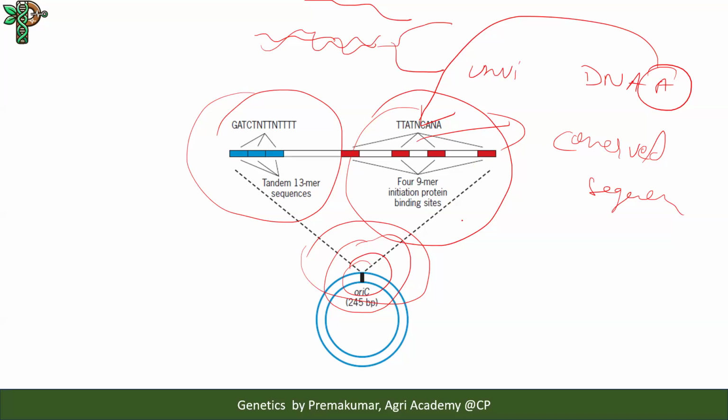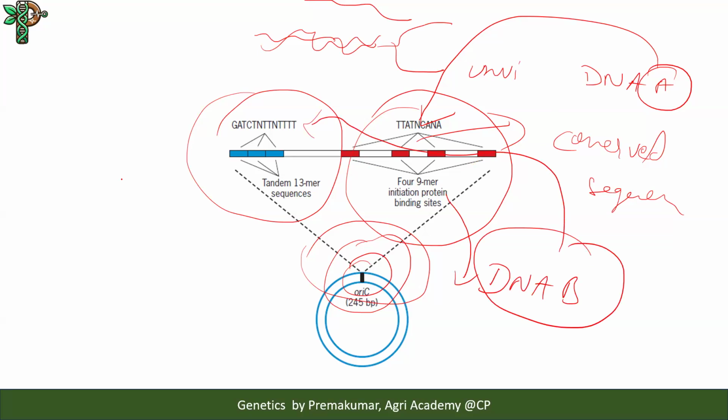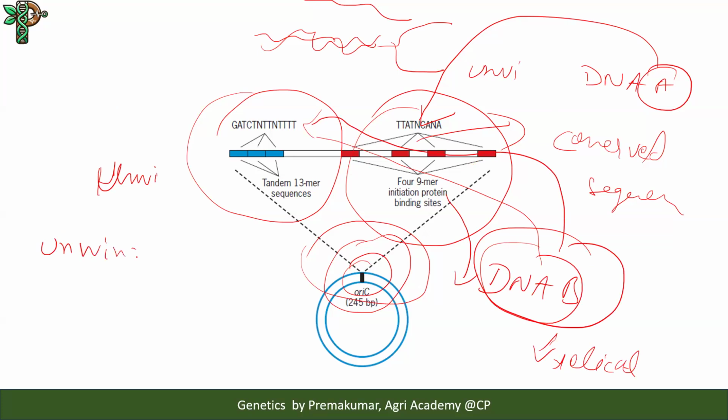Then further it facilitates the DnaB protein, which comes and binds in the 13-mer. DnaB is a helicase protein. When DnaB binds here, there will be further unwinding of your DNA. DnaB is the main helicase protein. First the initiator DnaA, then DnaB, and DnaC actually facilitates the DnaB binding to these sequences.